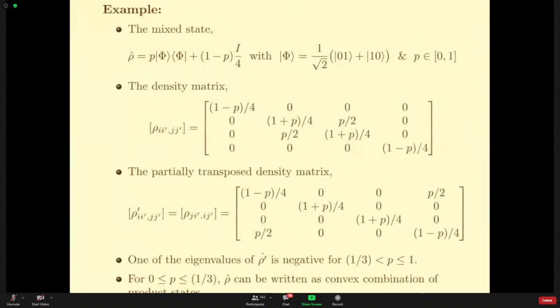Okay, here I have shown an example. I have considered a Werner state. This phi is one of the Bell states, and this p takes values between 0 and 1. The density matrix of this state is given here, and one can verify that the eigenvalues of this density matrix are non-negative for all values of p. However, if we do the transpose of the first system, we end up with this matrix, and this is the partially transposed density matrix. For this matrix, one can find that one of the eigenvalues is negative for values of p in the range between 1/3 and 1. So this implies that for this range of values of p, the state is entangled. And for values of p in the range between 0 and 1/3, all the eigenvalues are non-negative. For this range of values of p, we can write the density operator as a convex combination of product states.